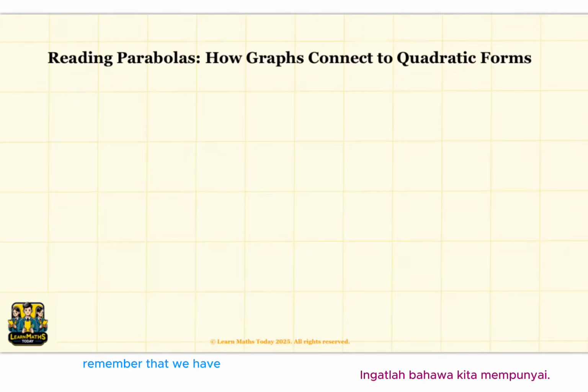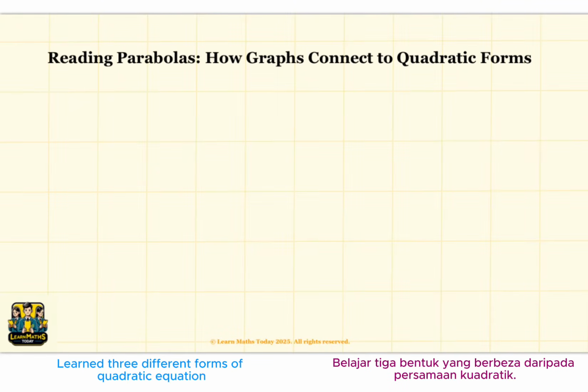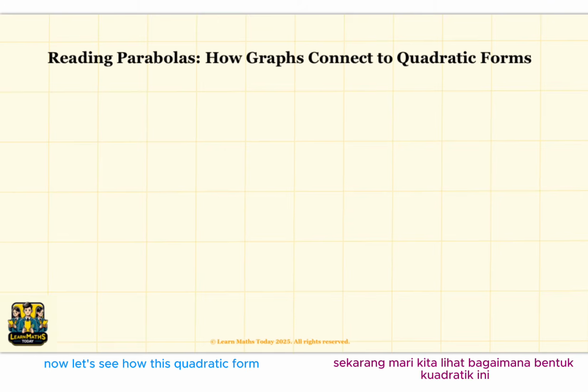Remember that we have learned 3 different forms of quadratic equation. Now, let's see how these quadratic forms are related to how the graph looks like.